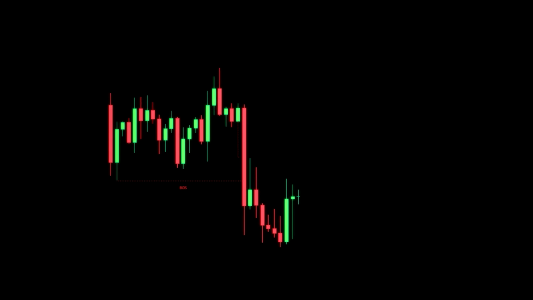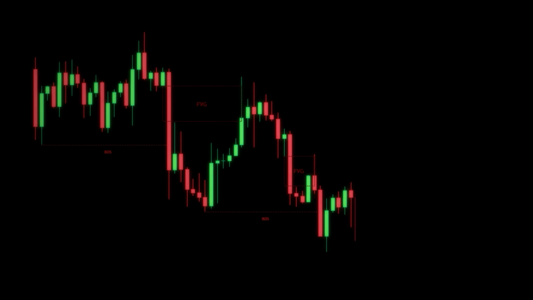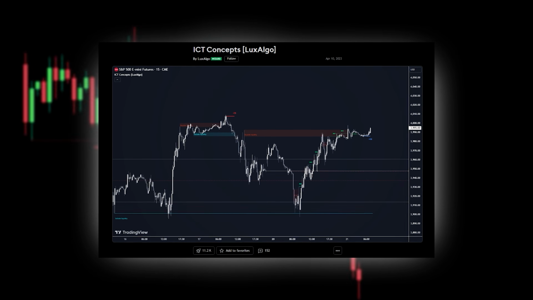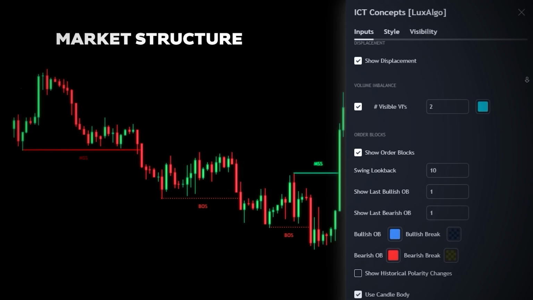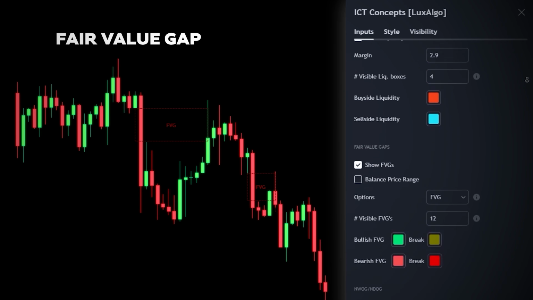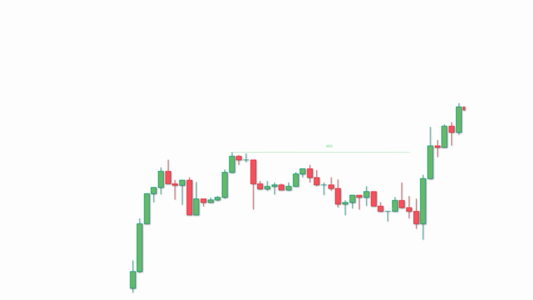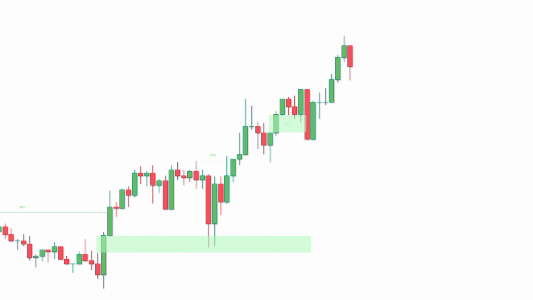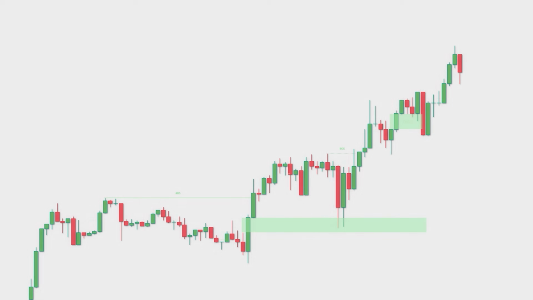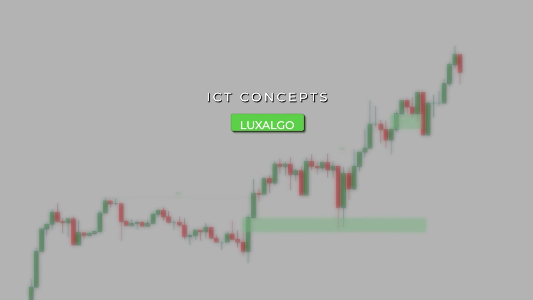If you're trading based on ICT concepts, then this indicator will be the holy grail for you. This free indicator combines all of ICT's trading concepts into one powerful tool. In this video, we're going to walk you through just how this indicator works, and by the end, we're going to show you the best features and setups to profit in your trading.